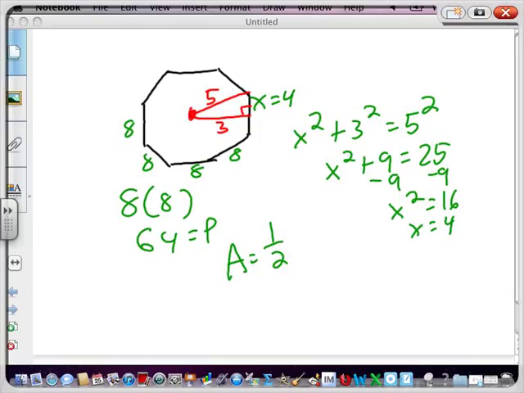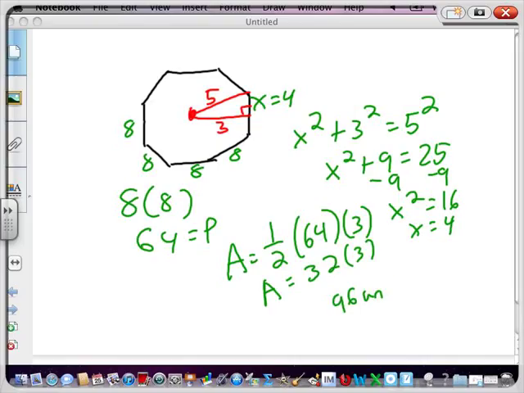The area equals 1/2 times 64 times the apothem. What's the apothem? 3. That is the formula. What's half of 64? Try again. 32, good. 32 times 3. 96. So 96 units squared.